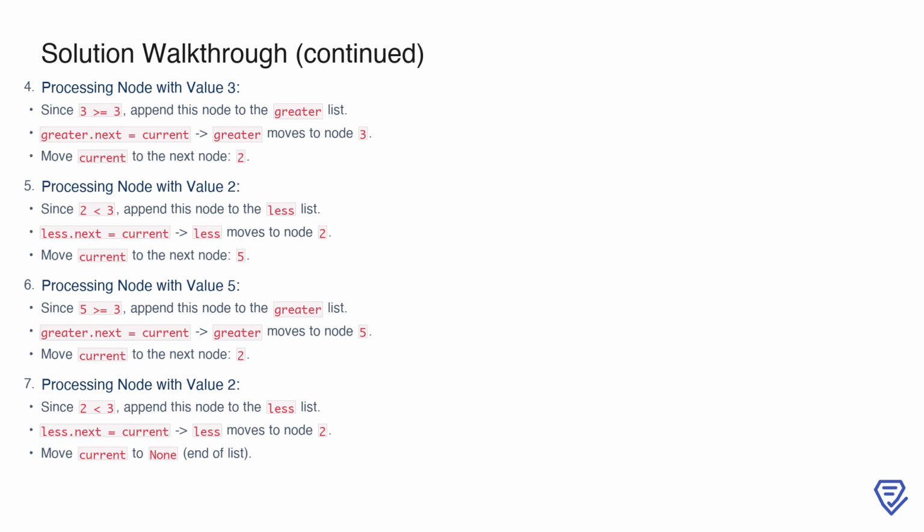Finally, we process the last node, which has a value of 2. Since 2 is less than 3, it is appended to the less list. We set less.next to current, advancing the less pointer to the node with value 2. At this point, current is moved to None, indicating that we have reached the end of the input list.